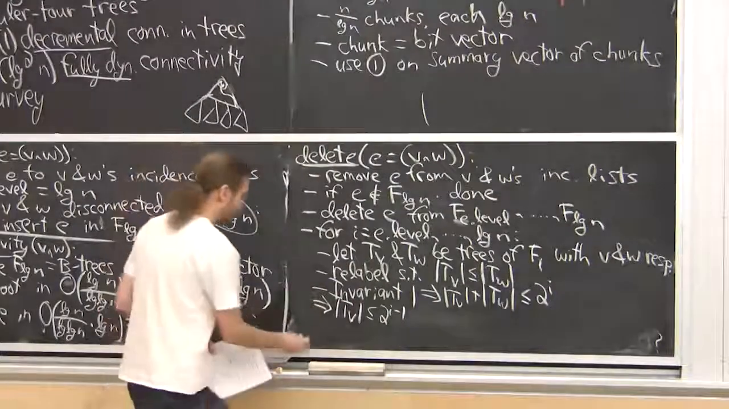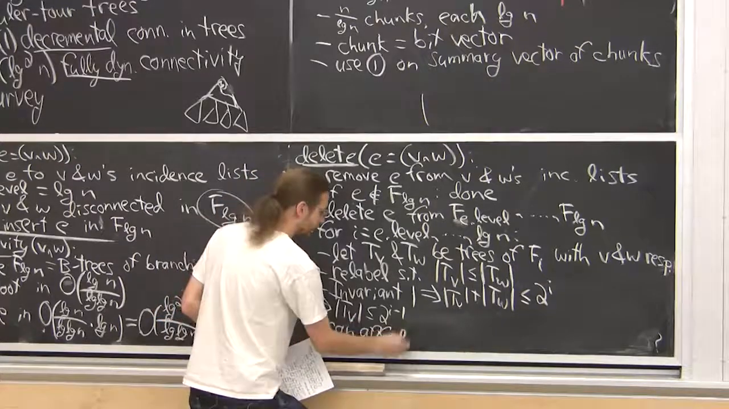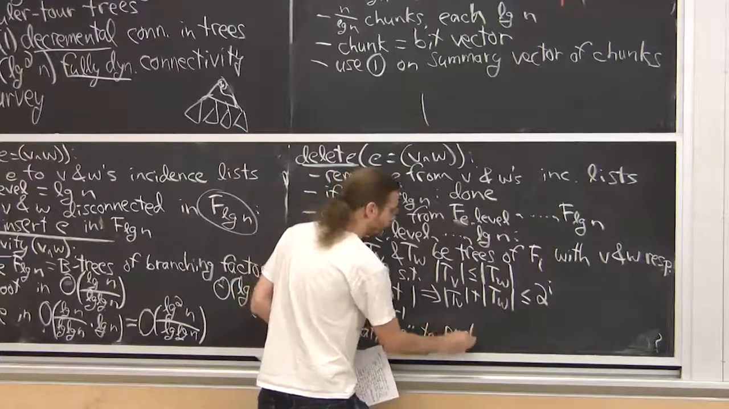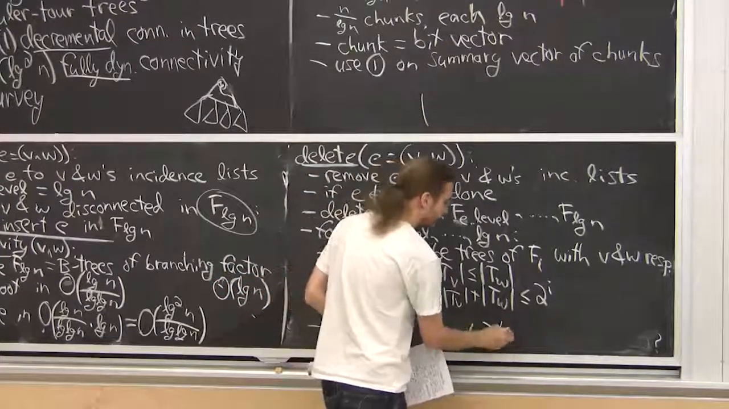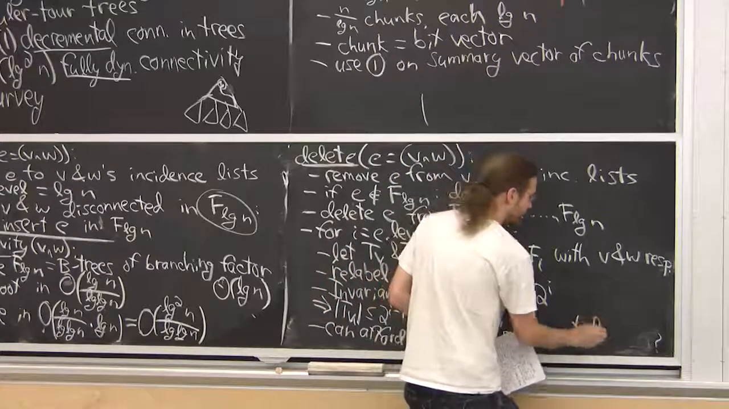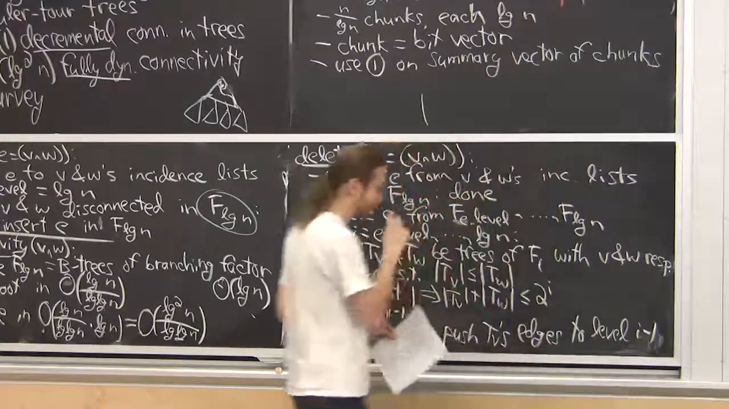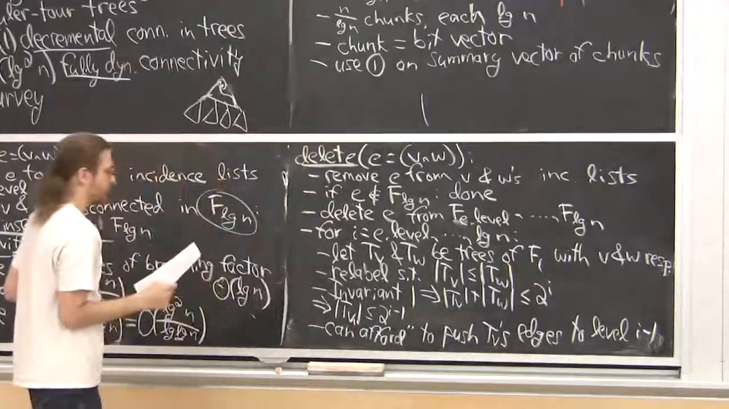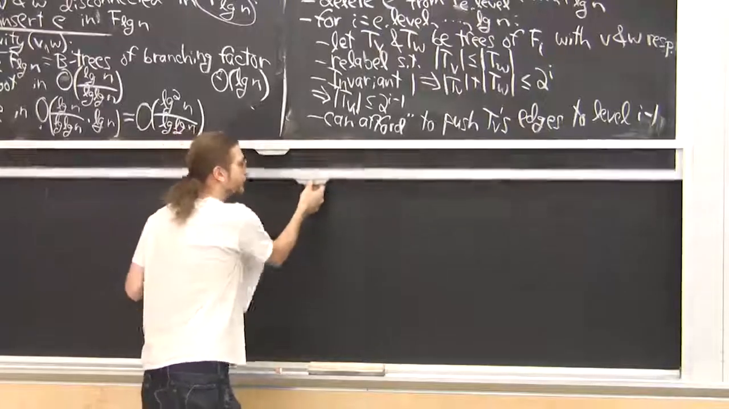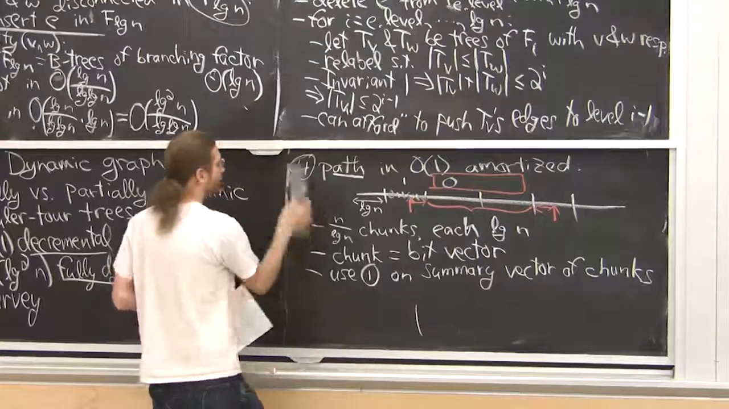So great. We can afford, in a certain sense of afford, to push all of TV's edges to level I minus 1. Great. So we don't actually need to do this, but what we're going to do is use it to pay for stuff.